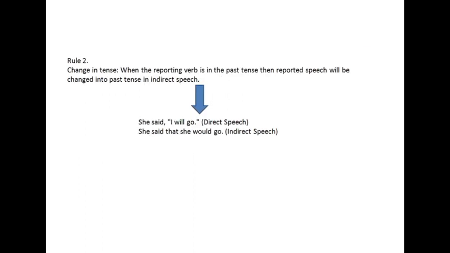Rule number 2, change in tense. When the reporting verb is in the past tense, then the reported speech will be changed into past tense in indirect speech. She said, "I will go." So we will transform will into the past. She said that she would. Will becomes would. She said that she would go.